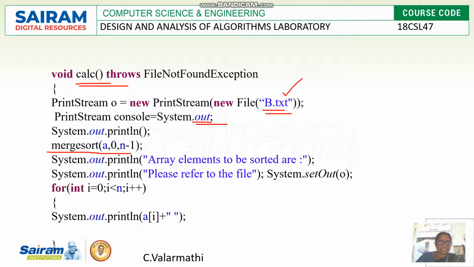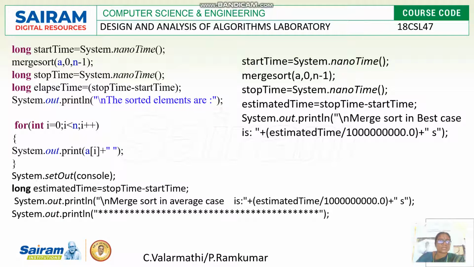Then it will call the method called merge sort. Merge sort is the actual operation which is going to be explained in the next step. Before starting the merge sort, we need to calculate the start time, and after it is executed we need to calculate the stop time. So start time and stop time give the elapsed time for this merge sort. That means it is the time taken for the execution of merge sort.